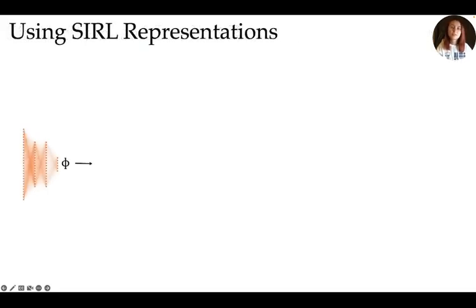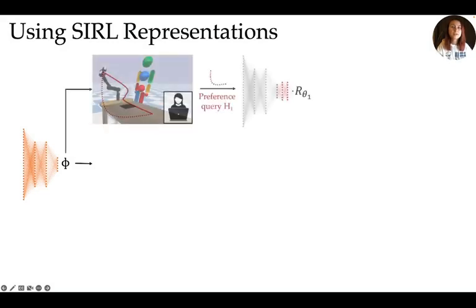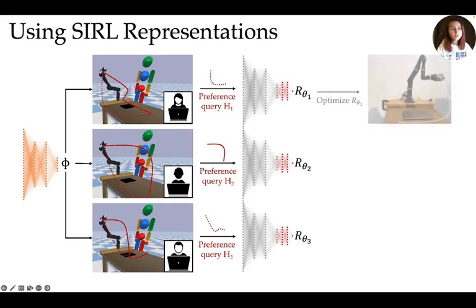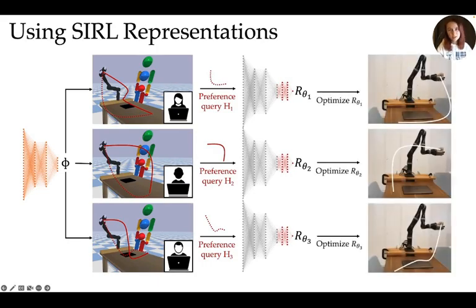Once we train the representation with similarity queries, we can collect preference queries just like before and learn each reward on top of the frozen representation. And each of these rewards can then be optimized to produce behaviors in the world.